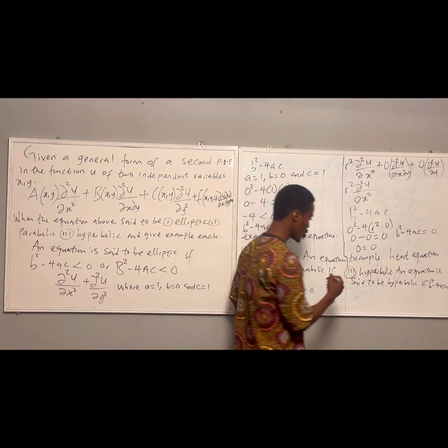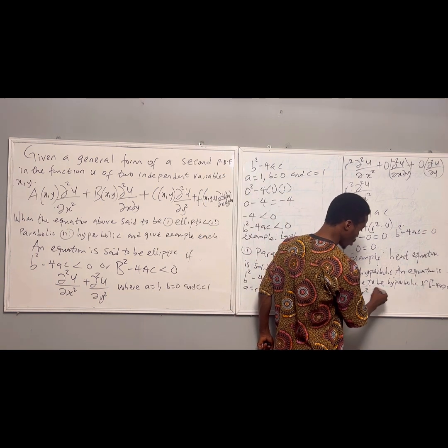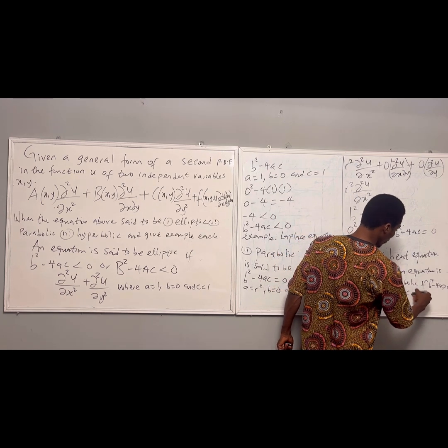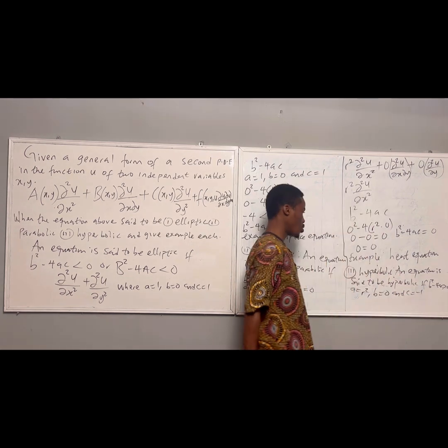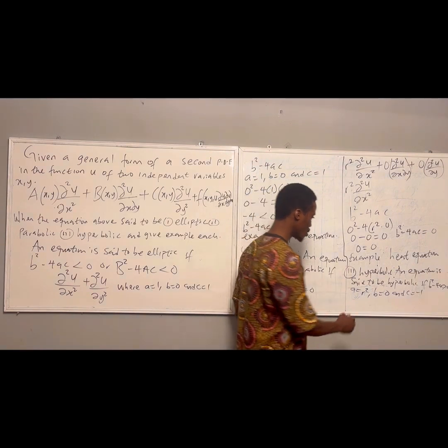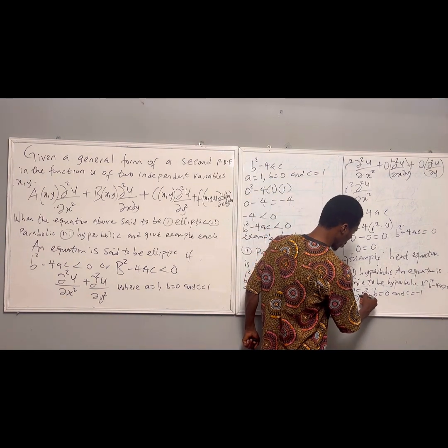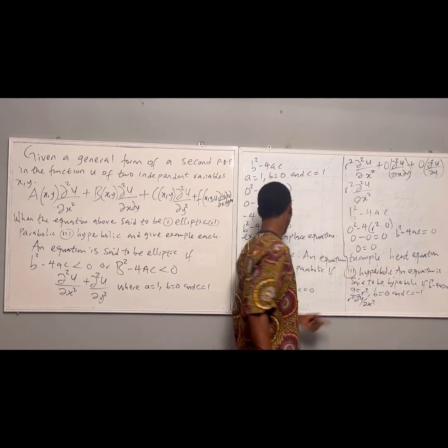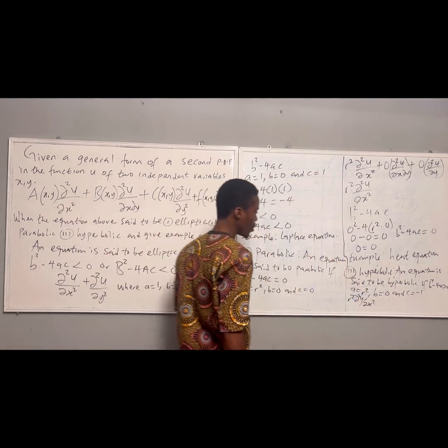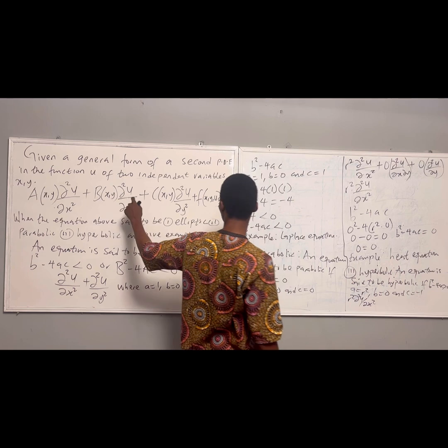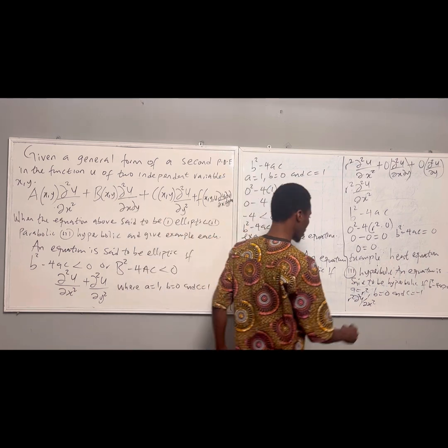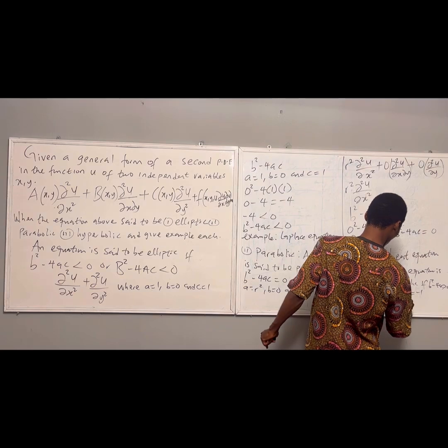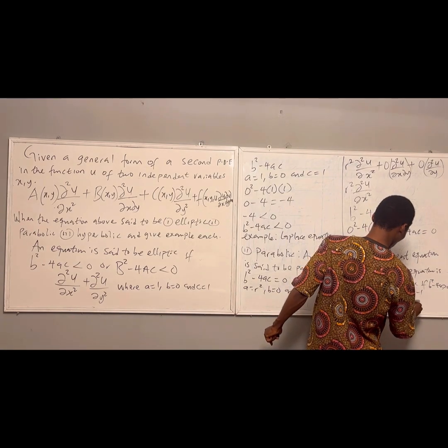So let us consider if our a is equal to r square, our b is 0, and c is minus 1. What am I going to have? It means I'm going to have r square, the square u over the s square. That is, a is r square. Then my b is 0, I'm not going to input it. Then my c is minus 1, minus the square u over the y square.